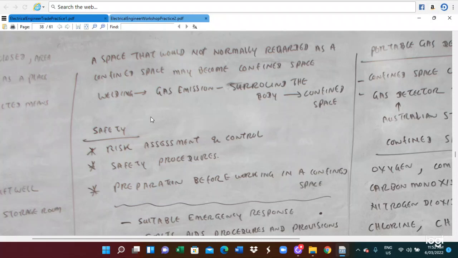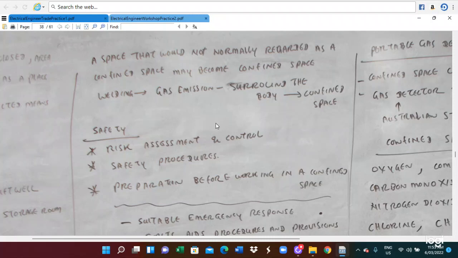For example, you are doing welding in the workshop. The workshop has appropriate ventilation, appropriate heat, and appropriate temperature. This is a normal working space. But if the welding produces gas, the gas will be emitted and will surround your body. That means you are in a confined space, because you will no longer get the appropriate oxygen. So that place becomes a confined space.